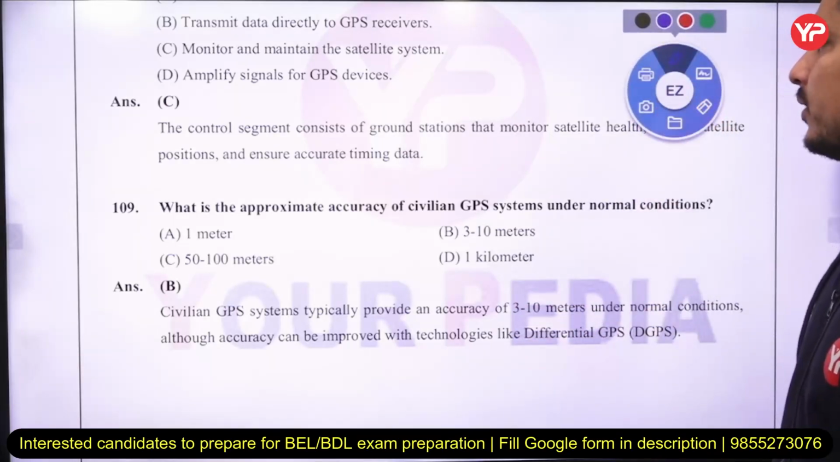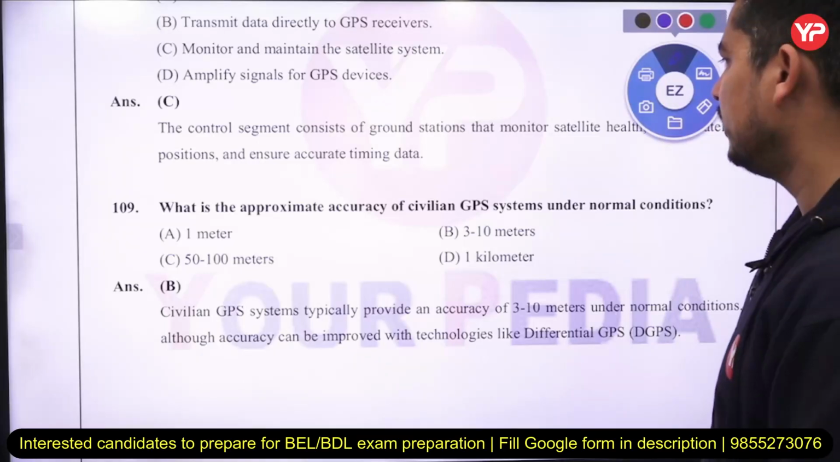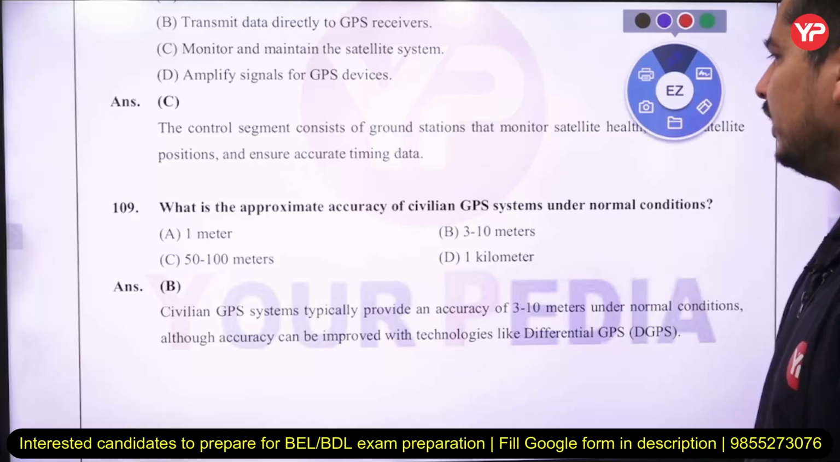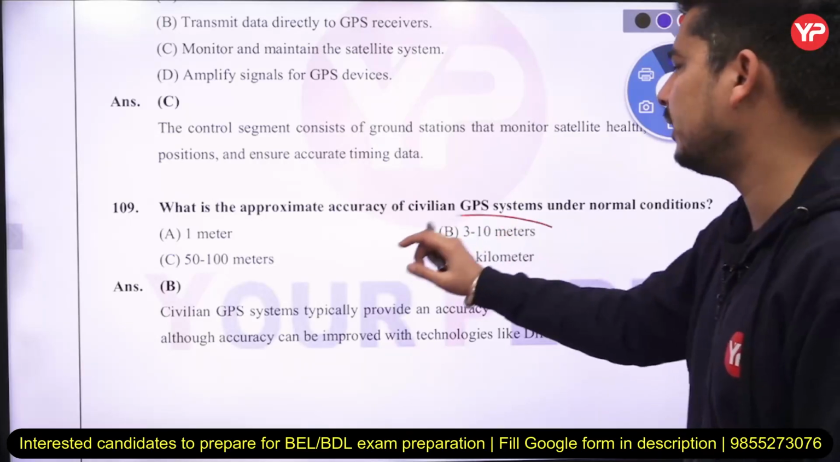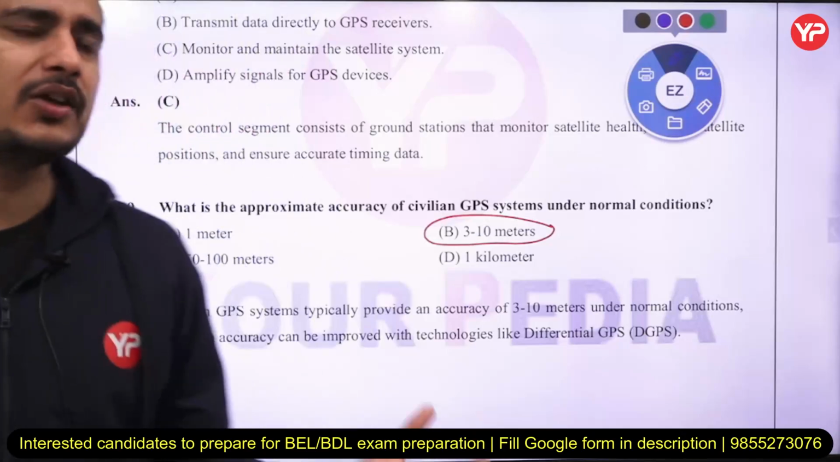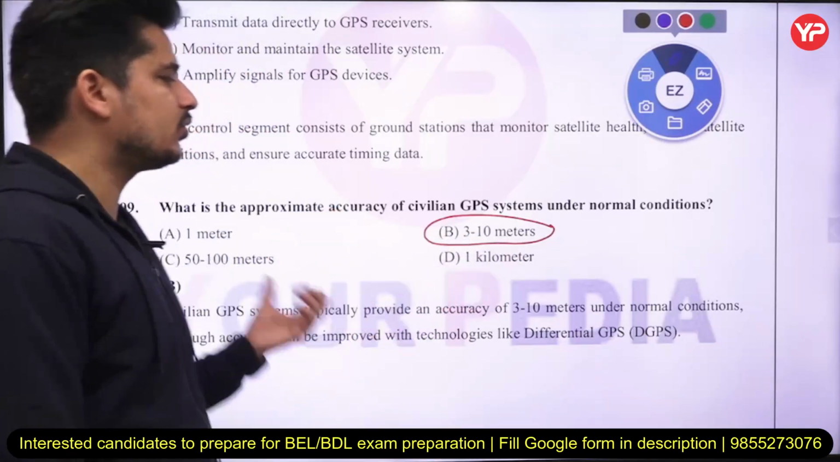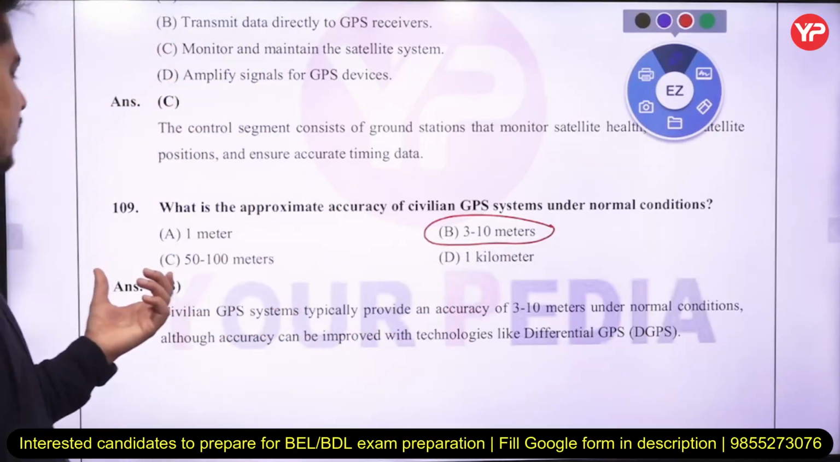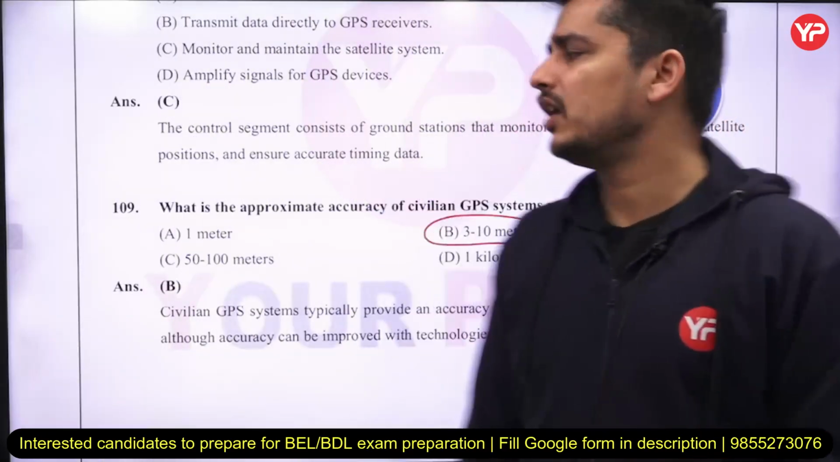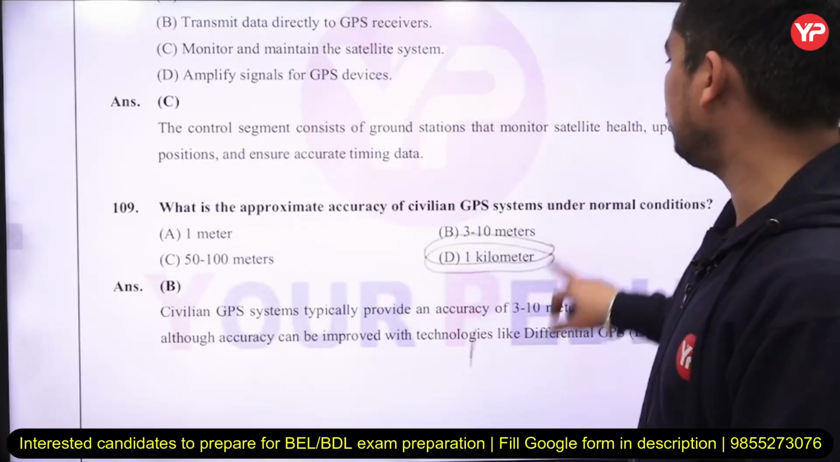What is the approximate accuracy of a civilian GPS system? The accuracy of a civilian GPS system is 3 to 10 meters. You generally see, whenever you are using Google Maps, it shows an accuracy of 3 to 10 meters. So these are the important questions related to communication systems.